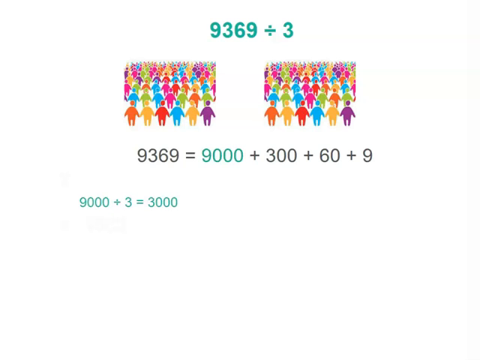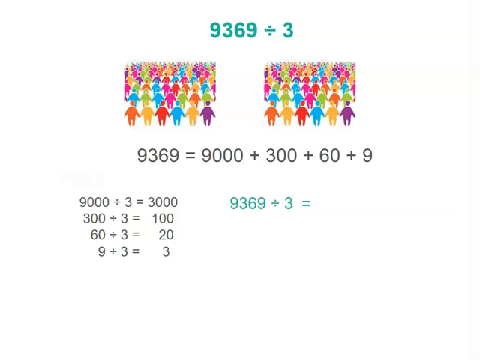9,000 divided by 3 equals 3,000. 300 divided by 3 equals 100. 60, or 6 tens, divided by 3 equals 2 tens, or 20. And 9 divided by 3 equals 3. So there we've solved all of our chunks or parts and divided them by 3.